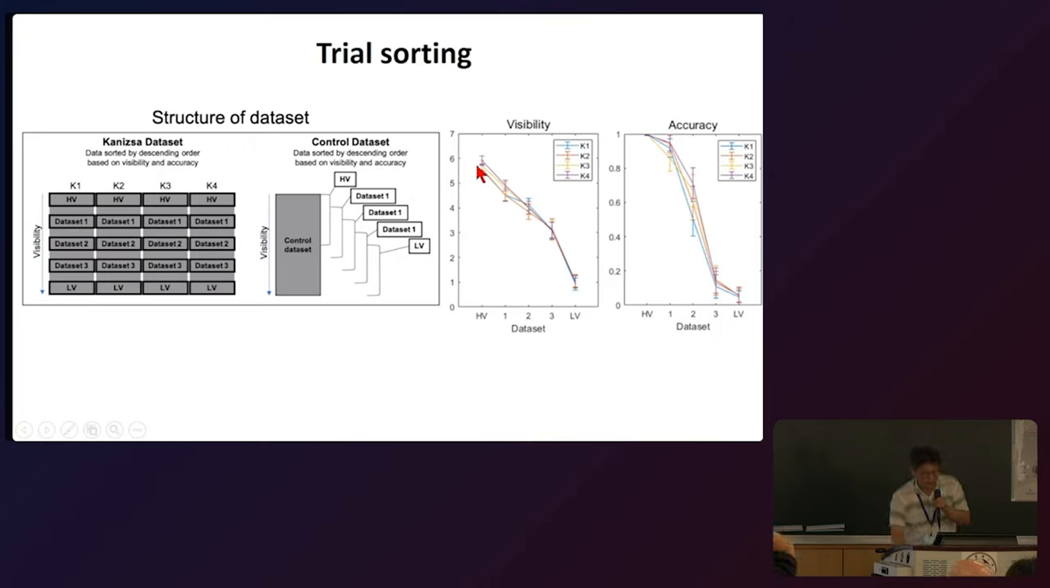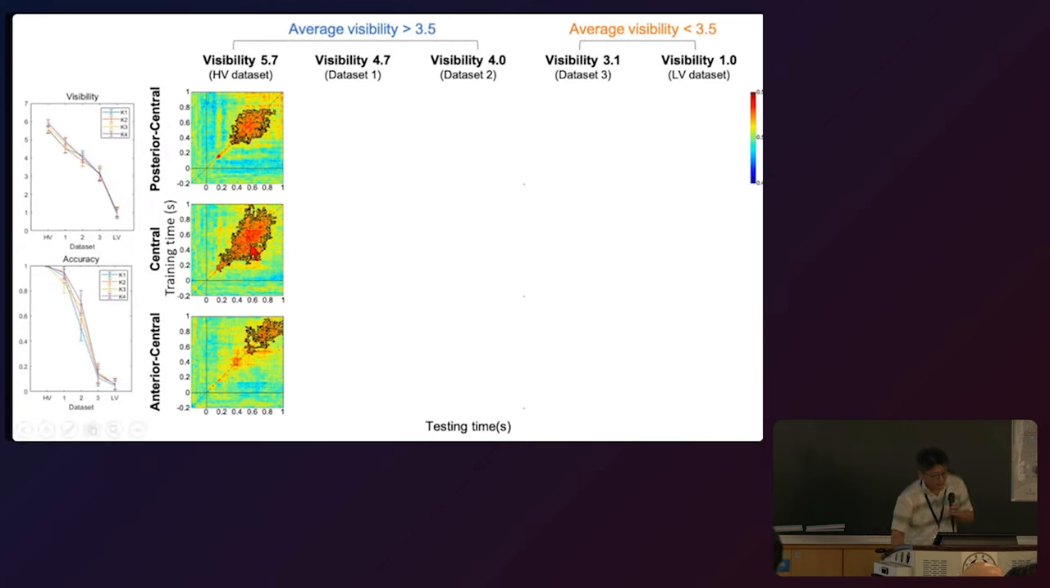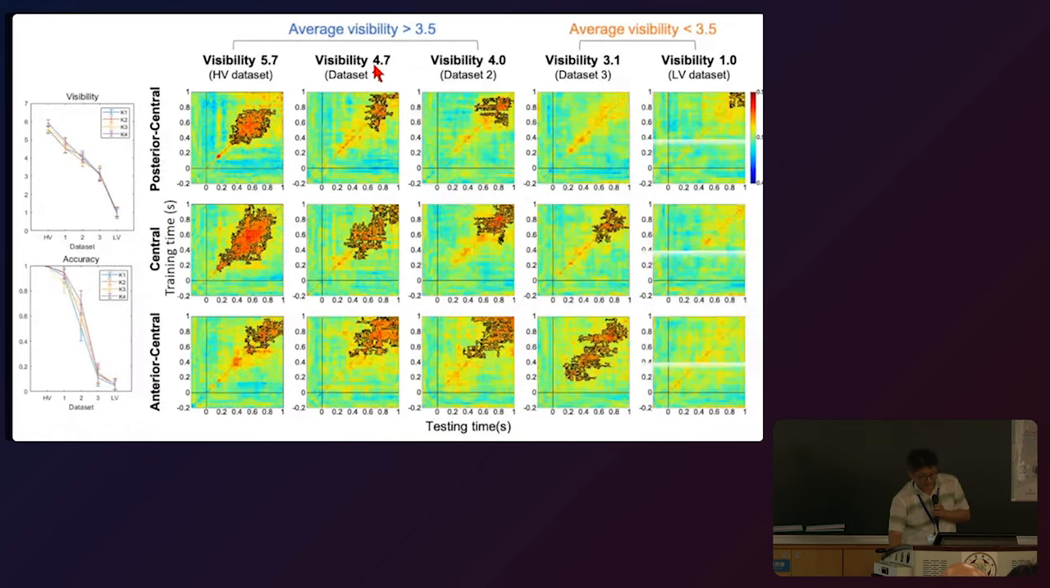So for Kanija 1, the maximum visibility is 0.5 to 6, the lowest visibility is like 1, and performance correct is decreasing. What we found is this 2D map. In the beginning, in the visual area, there seems to be dynamic coding and an off-diagonal stable coding, and the central, parietal and frontal coding is slower and kicks in later. But when the visibility drops below 3.5, the frontal decoding starts early, and the visual and parietal areas start diminishing.